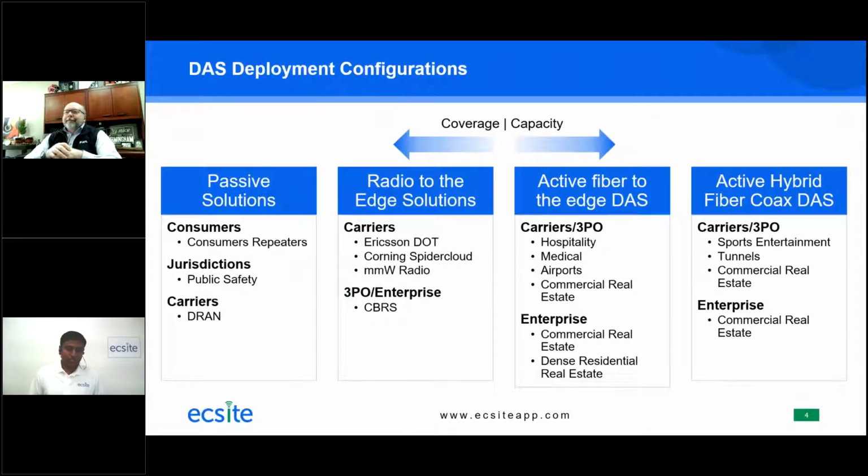In terms of deployment configurations, the configurations grow quite a bit as we look at where we are headed, but typically DAS is deployed either for coverage or capacity. So you have passive solutions or radio to the edge solutions based on who's deploying. There's DRAN architectures, there's radio to the edge like the Ericsson dot systems. Then there's private LTE, where the radio is integrated with CBRS, and private 5G is also coming up. And then we also have active fiber to the edge DAS systems, neutral host systems, and DRAN systems.